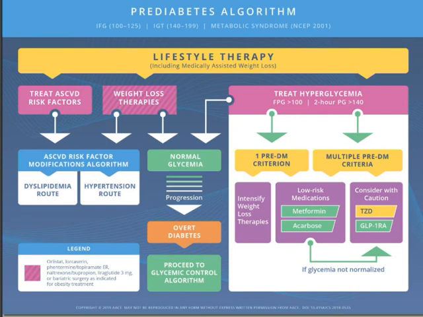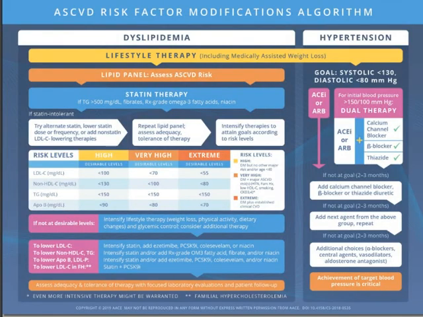Next slide, pre-diabetes algorithm, not a new slide. Where they've addressed cardiovascular risk is in the beginning, okay? So these patients don't have type 2 diabetes yet, but they want you to look at those risk factors and aggressively treat those risk factors. They have a dyslipidemia route and a hypertension route, which I'll show you in the next slide. Again, addressing dyslipidemia and hypertension separately.